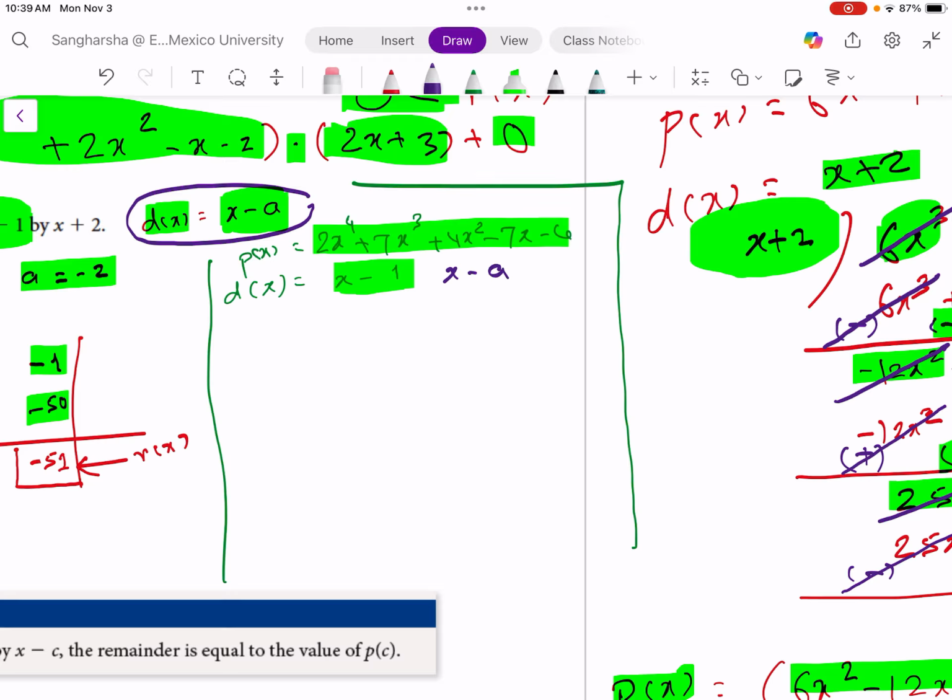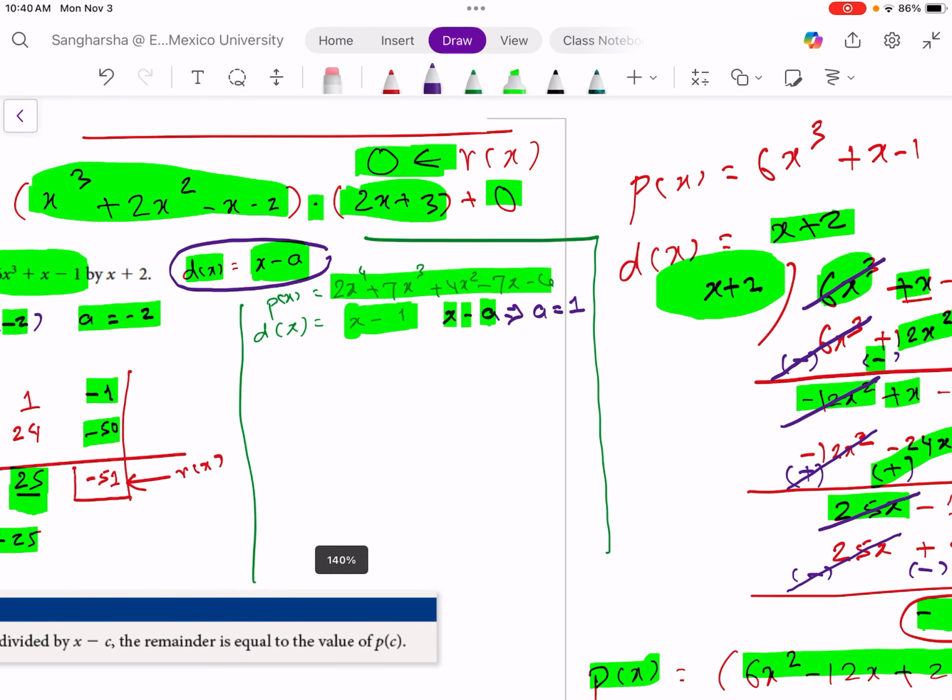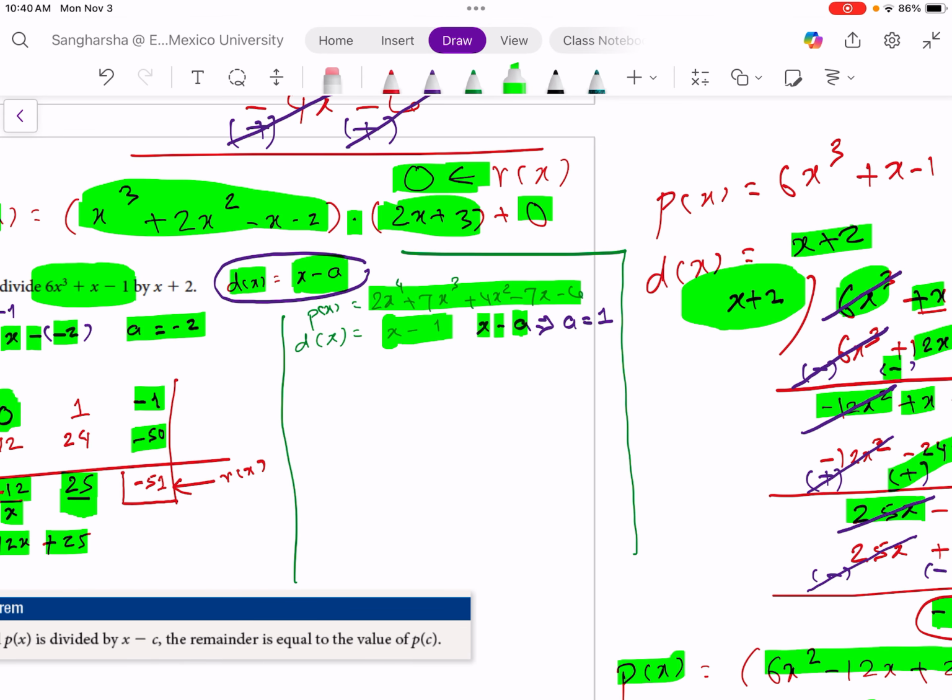From this comparison, we have to find the value of a. So what is the value of a? Our a is equal to 1, because for x we have x, for negative we have negative, and for a we have positive 1. So our a is positive 1. Now you can also generalize. For example, if your divisor has a positive, then your a is negative. And if your divisor has a negative, then your a is positive.